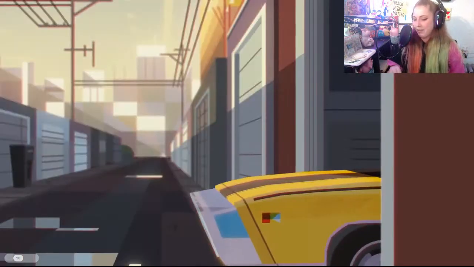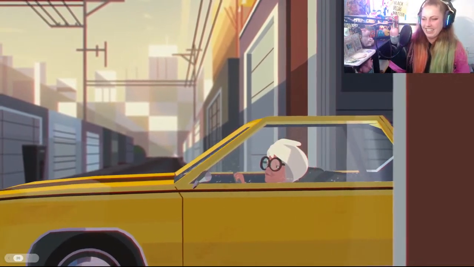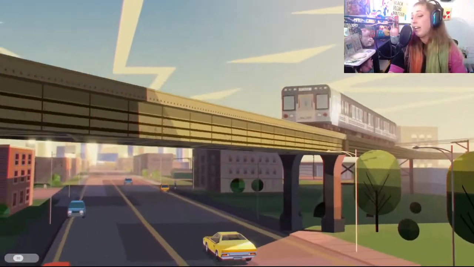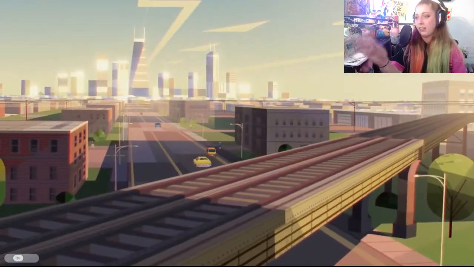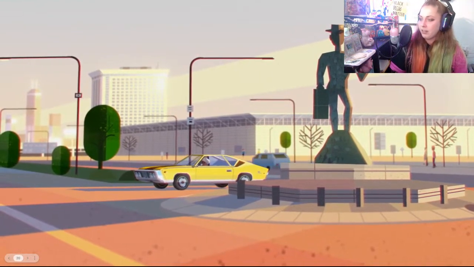Did you see the little muffler, the car kind of bump up and down? Oh, the lighting on everything. The lighting is mwah, chef's kiss. So good. Lighting, come on.